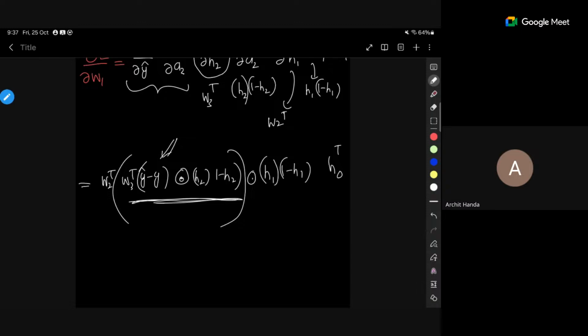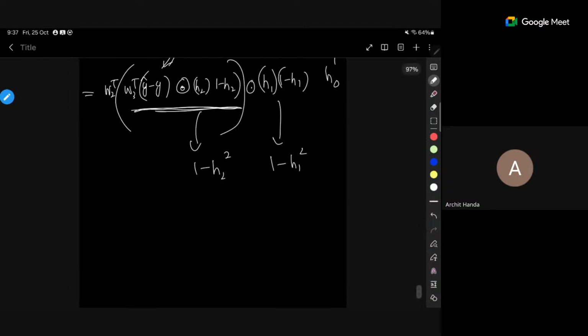Okay. And for the internal neurons, if we have a tanh, then the h2 into 1 minus h2 will change. Yes, then I would have written 1 minus h2 square. If it was tanh. Or here it is 1 minus h1 square, right? Right. And this is going to be a vector only. I mean, the whole thing. Okay. Right.